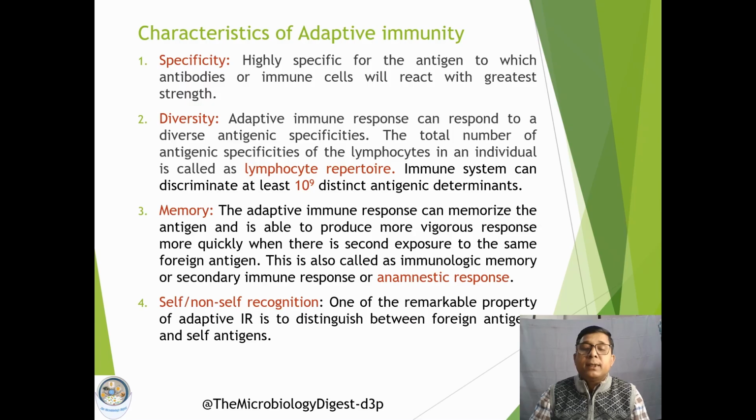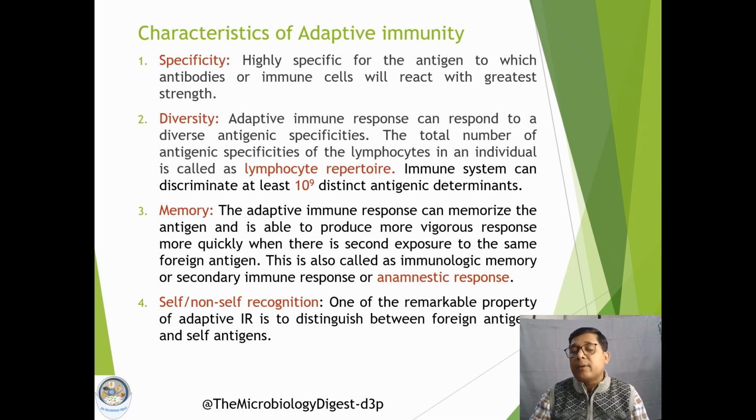Then memory, this is a very important characteristic. The adaptive immune response can memorize the antigen, so that if the same antigen comes for the second time, it can immediately mount a vigorous response to eliminate the pathogen from the body. This immunologic memory response is also called the memory response or anamnestic response.